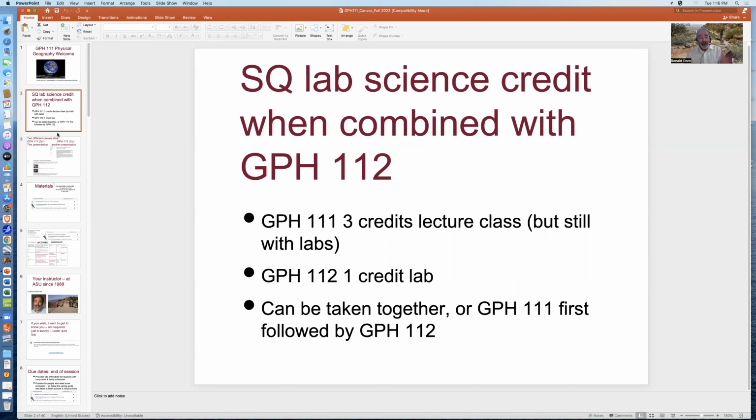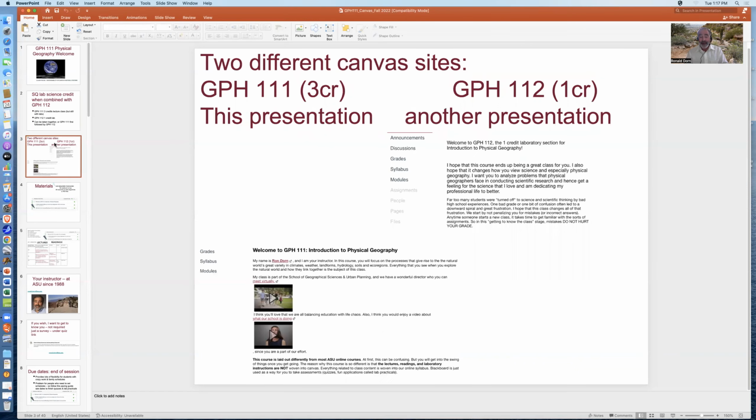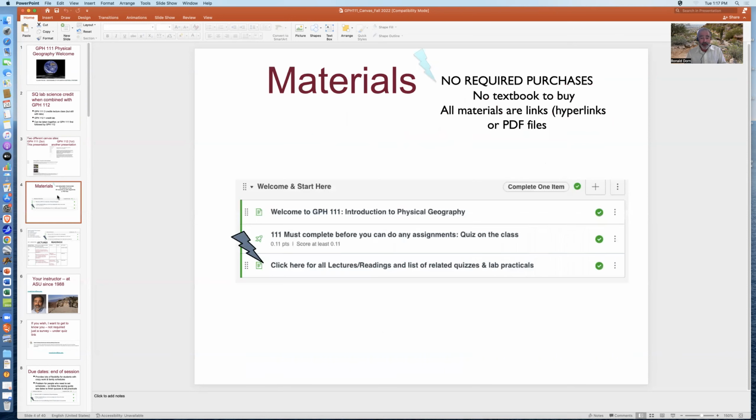It's just good to have some knowledge of physical geography before you try the lab, because the lab is doing science. There's two different Canvas sites. There's the Canvas site for our class where you access this lecture, and then there's another Canvas site with a separate presentation for GPH 112.